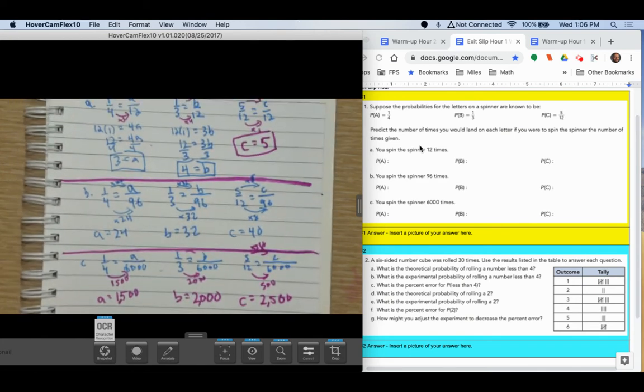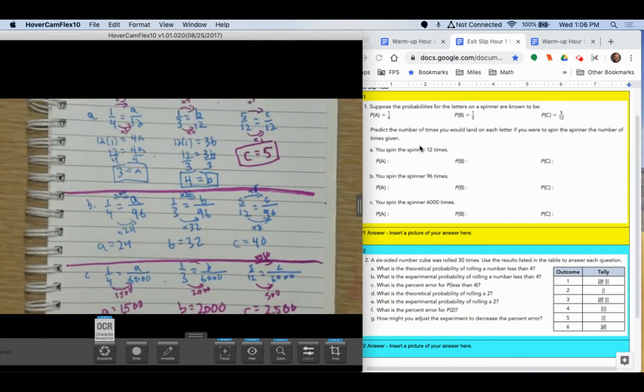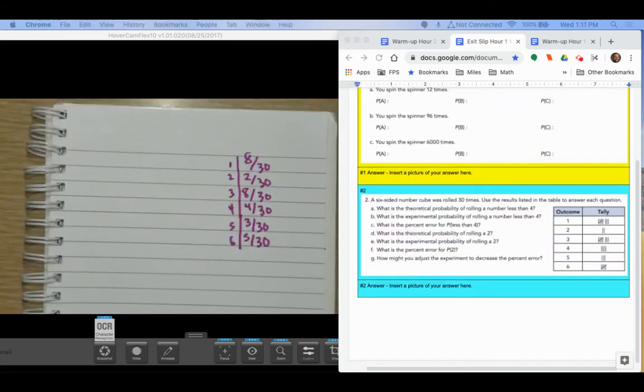And so I'm using my theoretical probabilities to set up a proportion. I'm solving that proportion to predict how many times I would, in an experiment, have an A on the spinner, a B on the spinner, or a C on the spinner.